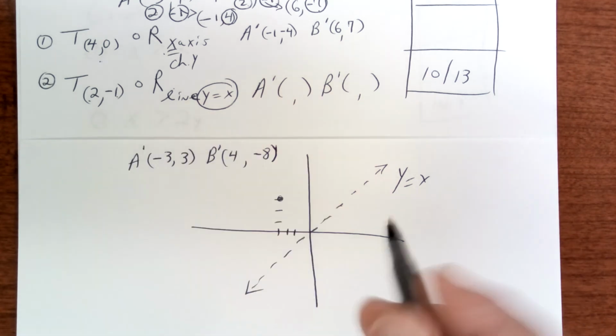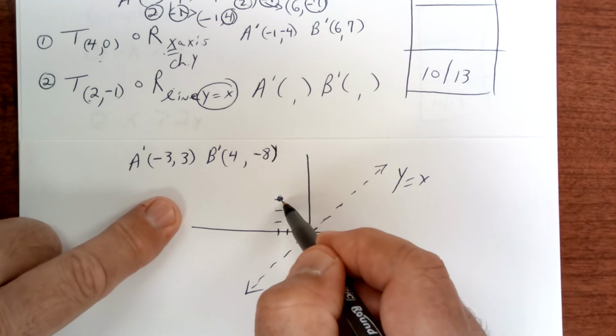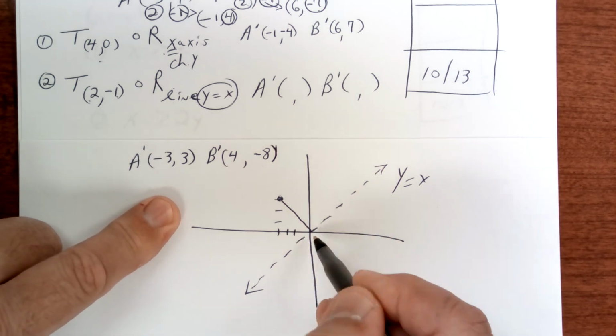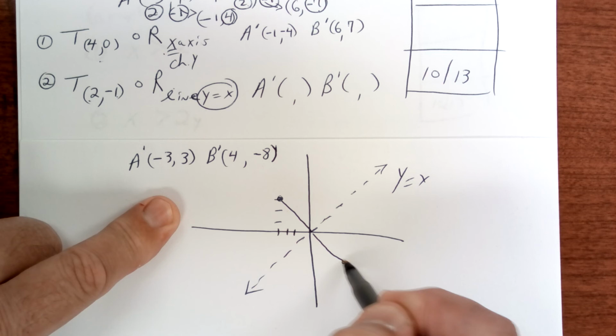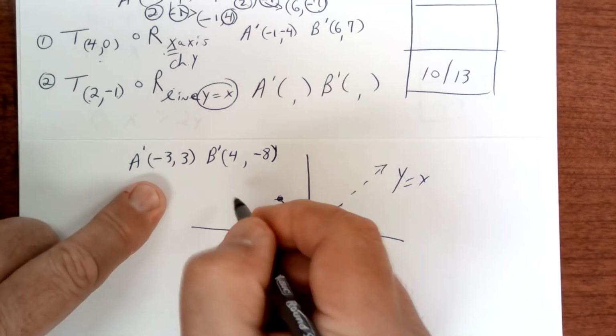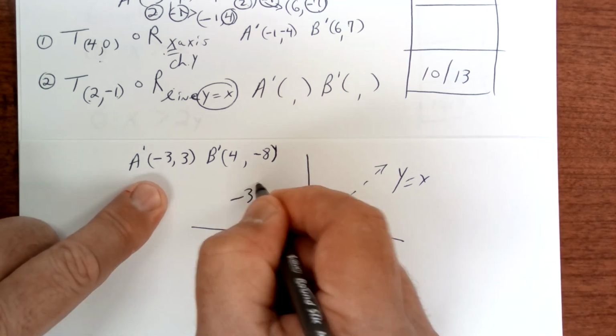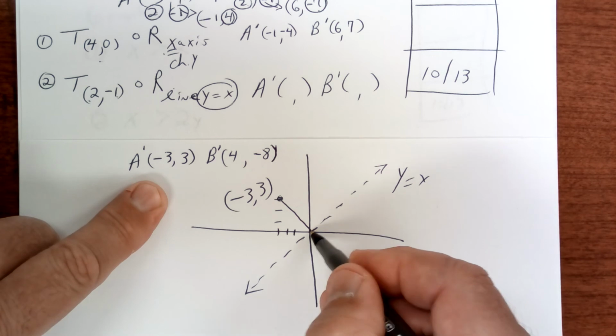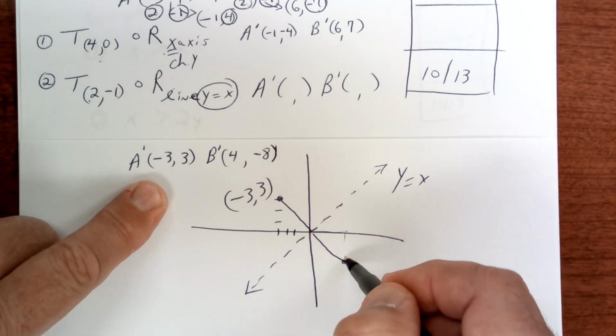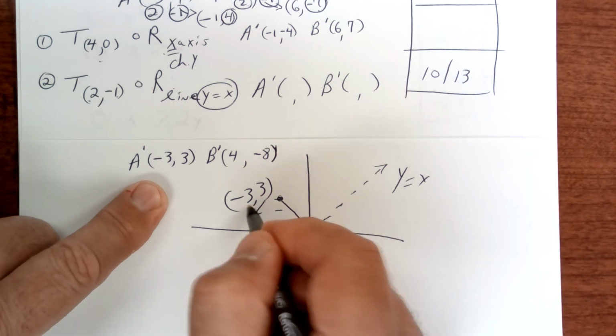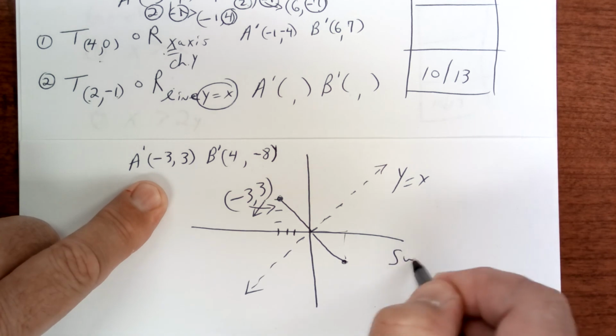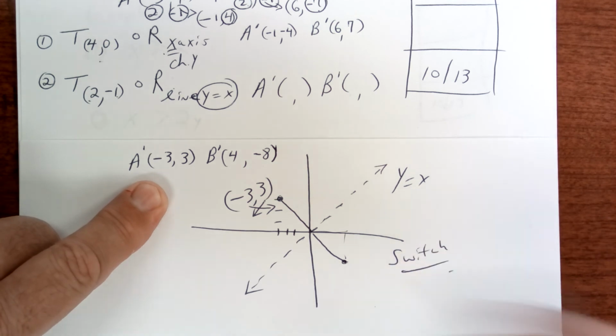So here to here, and then you want to go from here to here. So it's going to be somewhere over here. So this point is -3 and 3, and it looks like I'm going to go over 3 and down 3. So the rule I'm going to say is switch. And I didn't know that, but you can graph it and see.